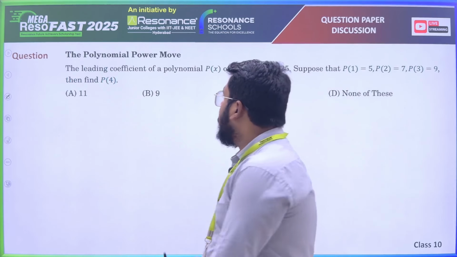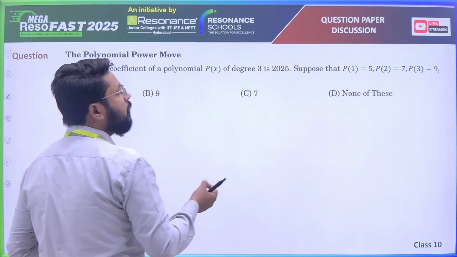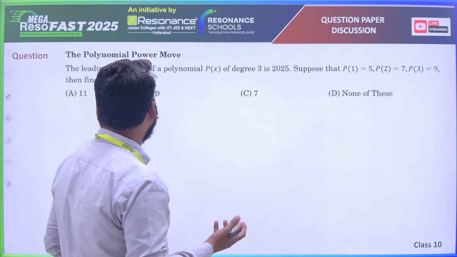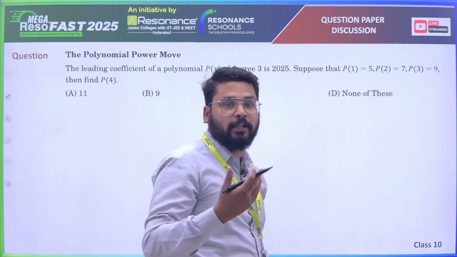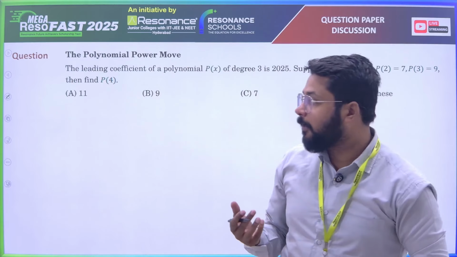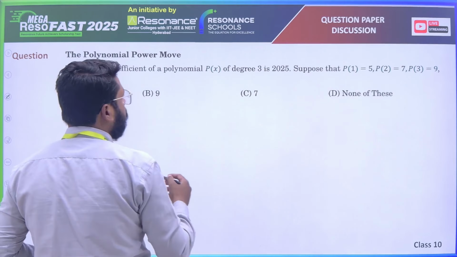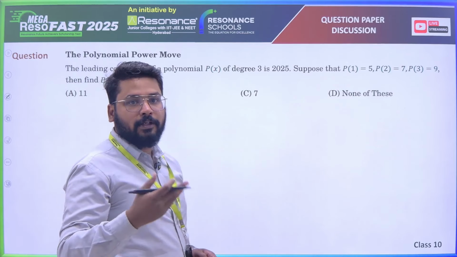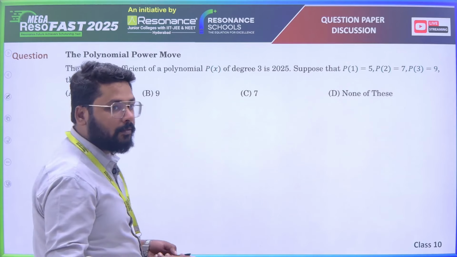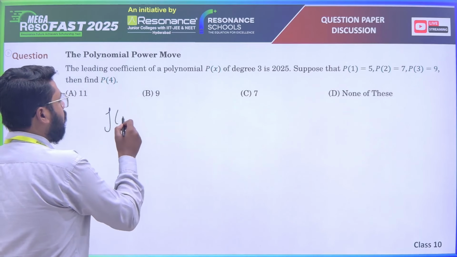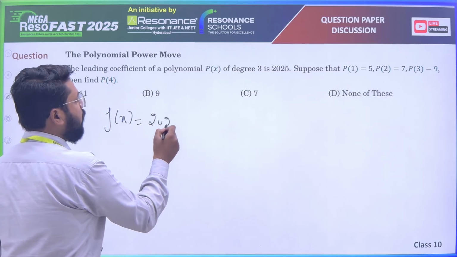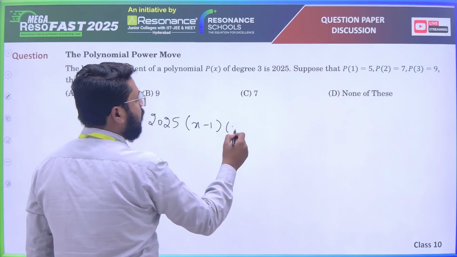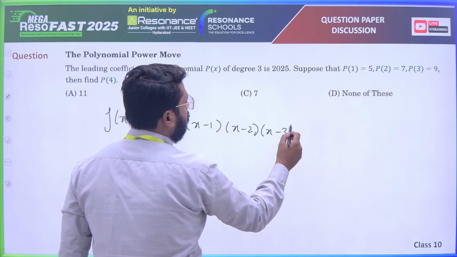Next, fourth: the leading coefficient of a polynomial p(x) of degree 3 is 2025. Suppose that p(1) is 5, p(2) is 7, p(3) is 9, and we have to find the value of the polynomial at 4, p(4). Okay. So let us take that, because 1, 2, 3 are given, we'll use the division algorithm which says dividend equals divisor into quotient plus remainder. Okay. So assume the function with leading coefficient 2025, because the values at 1, 2, 3 are given, we will take them as zeros: x minus 1, x minus 2 and x minus 3. Okay.